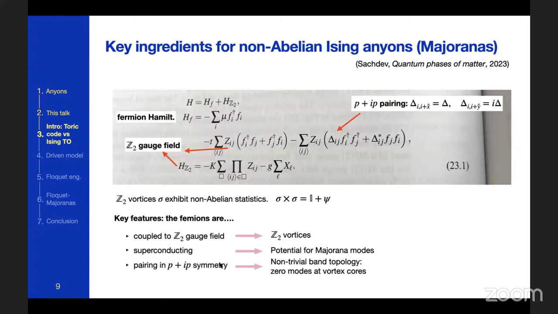So the coupling of the fermions to the Z2 field. We have the fermions that need to be superconducting, and to be superconducting in p plus ip symmetry. P plus ip symmetry is needed because we need some non-trivial topology for these fermions.